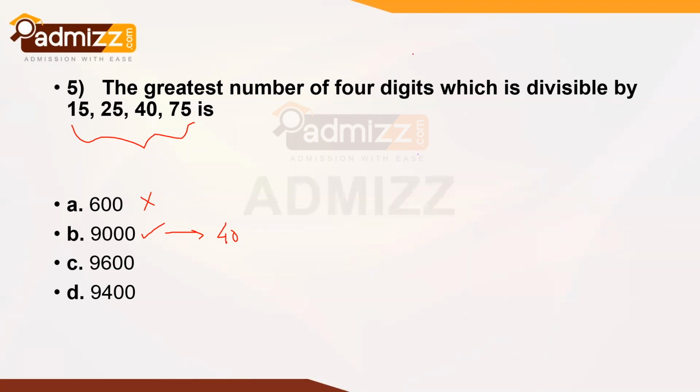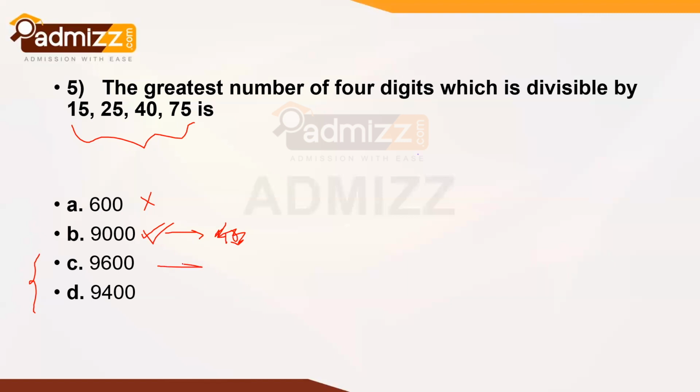I mean, 9,000 is divisible by every one of these numbers, but among these options, it's not the greatest one, right? So cancel this out. It's divisible by all of these. So it could be the potential answer if these two are not divisible by any of these numbers, right?